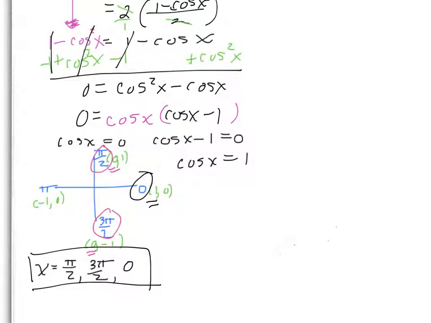But there are 1 or 2 questions on your Math Excel homework where they don't restrict the domain. So technically, if one of my answers here is pi over 2, every full revolution of pi over 2 is another answer. Every full revolution of 3 pi over 2 is going to give me another answer. Every full revolution of 0 is going to give me another answer. So I have an infinite number of answers if my domain is not restricted.